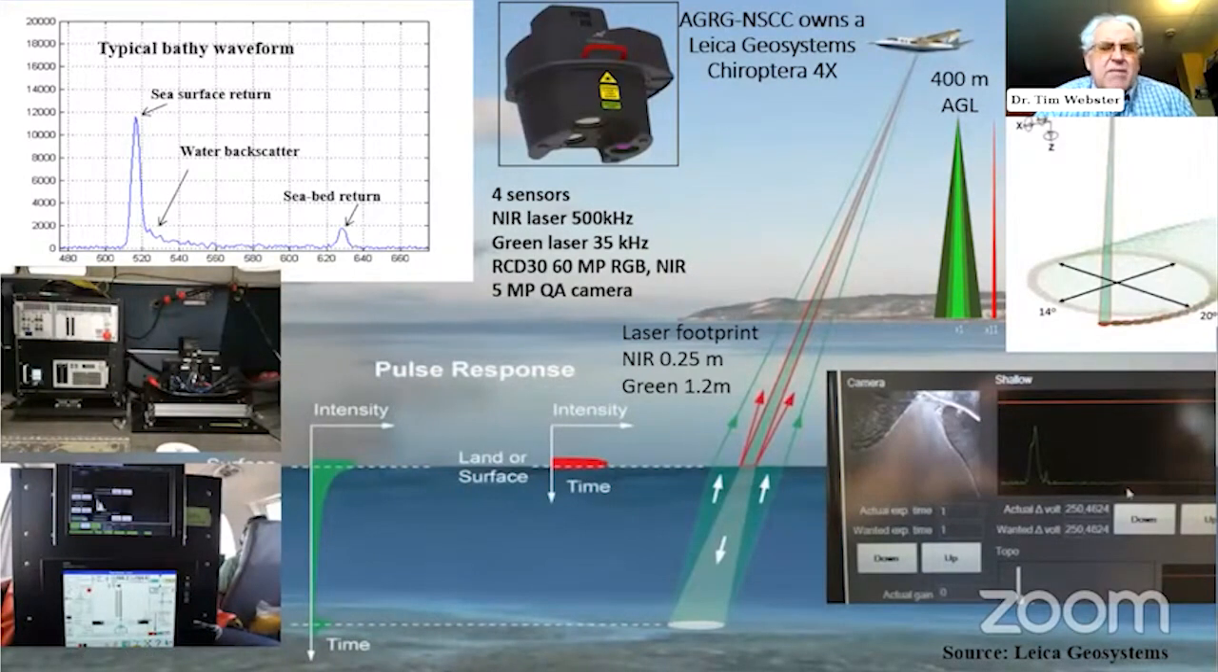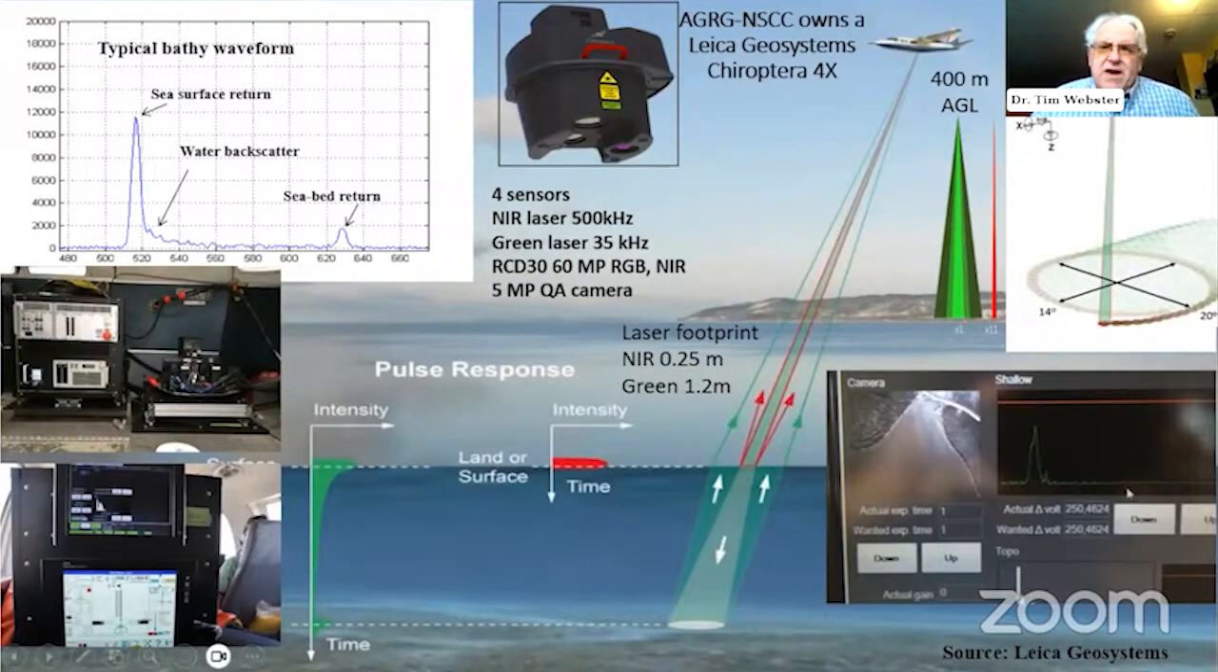Okay, I'll talk a little bit about the Chiroptera. At NSCC, we own a Leica Chiroptera 4X system. It uses a near-infrared laser firing at about 500 kilohertz and a green laser firing at about 35 kilohertz, 515 nanometer, as well as a 60 megapixel camera, RGB and near IR.